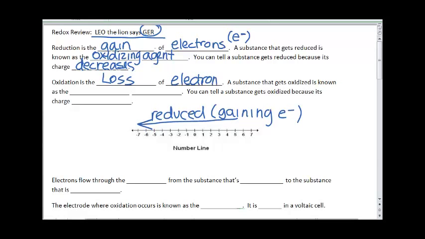Since it is World Cup season, maybe instead of Leo we should say Olé, right? Oxidation, lose electrons, because that's one of their cheers, for those of you that are not soccer fans.